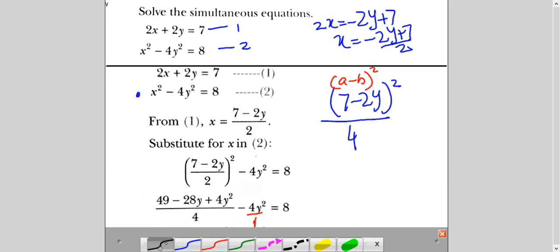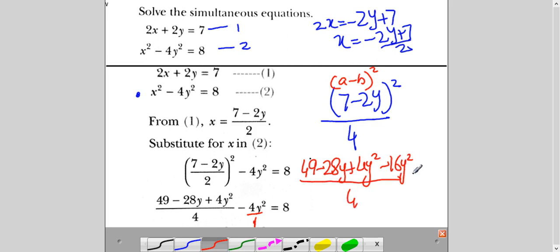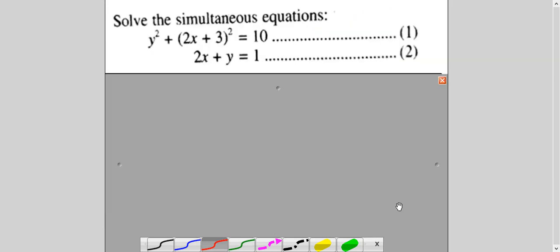With plus and minus. If somebody is not getting it very quickly, I'm writing here, it will be from this line: 49 minus 28y plus 4y square minus 16y square, and you have here 4 equals to 8, right? So this will become 49 minus 28y minus 12y square, and you will take this here, 8 4s are 32, and then you simplify, you will get what we were getting there. Now let's see another question.